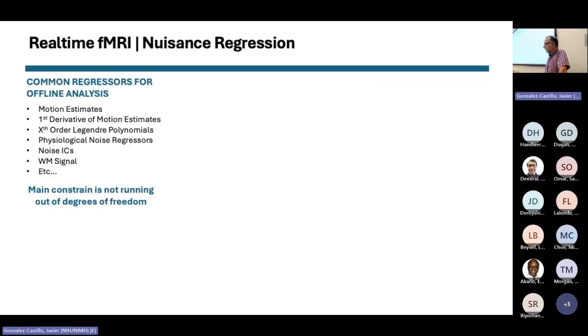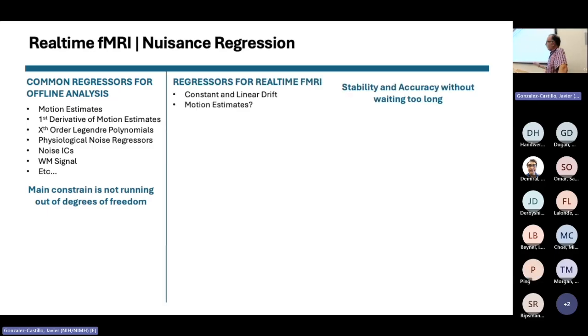When you're doing it offline, basically you throw at it everything you can, with the only constraint being that hopefully you're not going to run out of degrees of freedom, although sometimes we don't even think about it, even though we should. And then you put the motion estimate, the first derivative, higher order Legendre polynomials to account for the slow drift, physiological noise regressors, components that you mark as noise with ICA, you name it. Now, when we're doing things in real time, what matters is the stability and the accuracy, and to reach that without taking half of the run just to get there.